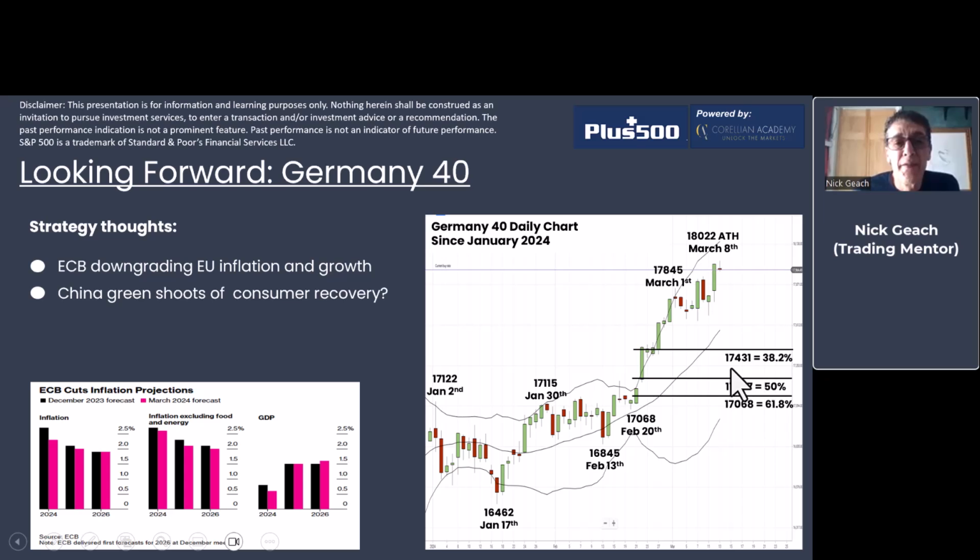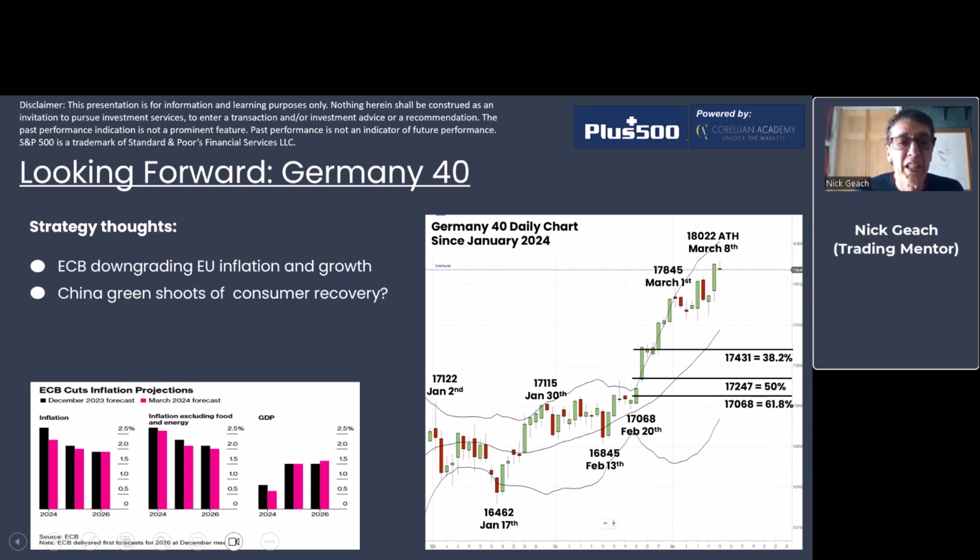So using the advance from the Jan 17th low at 16,462 to current highs, those retracement levels are currently at 17,431 for that first retracement, the 38.2%, 17,247 for the 50% retracement, and 17,068 for the 61.8 retracement.